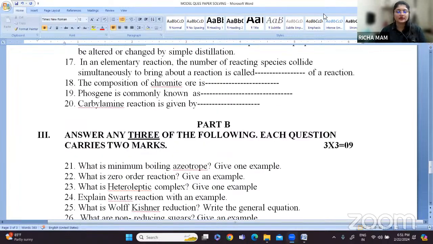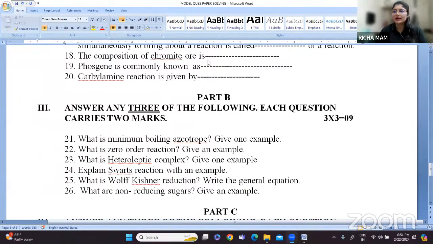Okay, fine. Moving further, so this was part A. Part A consists of 20 marks, 15 marks for MCQs and 5 marks for fill in the blanks. Now, next comes your part B. Part B: answer any 3 of the following. Each question carries 2 marks. So these are the 2 marks questions.